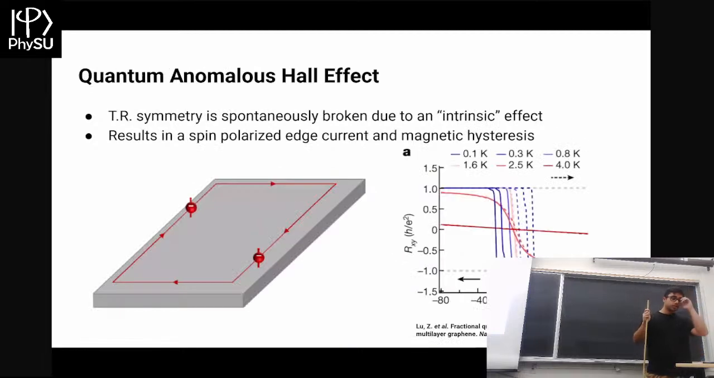So now I want to talk about the quantum anomalous Hall effect. In the anomalous Hall effect, what happens is that time reversal symmetry, what we like to call, is spontaneously broken. This is due to an intrinsic effect. The intrinsic effect is something that is not due to an external parameter like the magnetic field. And so this system will break time reversal symmetry.